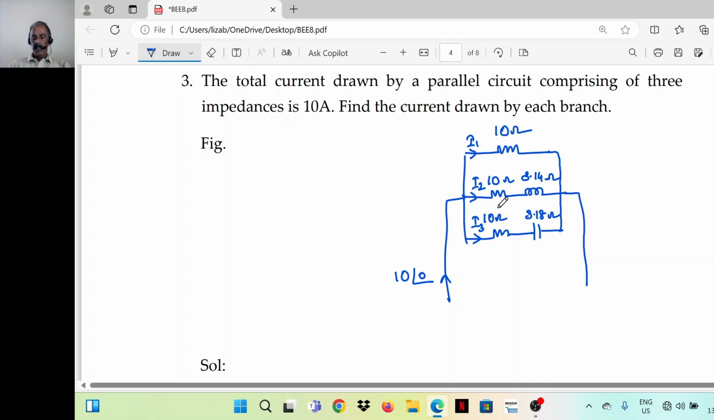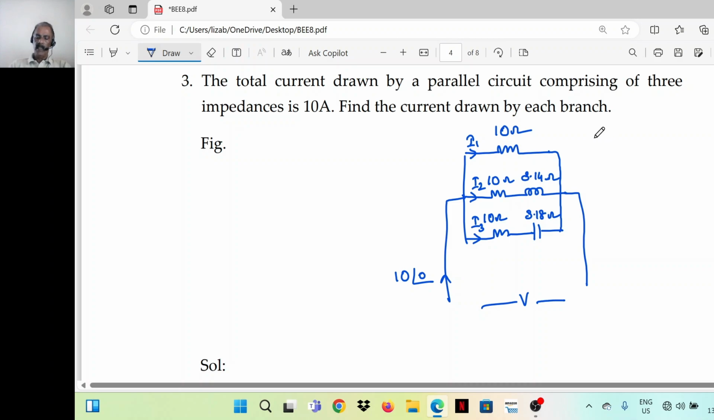So let's find the equivalent impedance. Total current is given in the question. So total current into equivalent impedance will give you the voltage across the parallel combination. So this voltage divided by 10 ohm will give you I1. This voltage divided by 10 plus j 3.14 will give you I2. Voltage divided by 10 minus j 3.18 will give you I3.